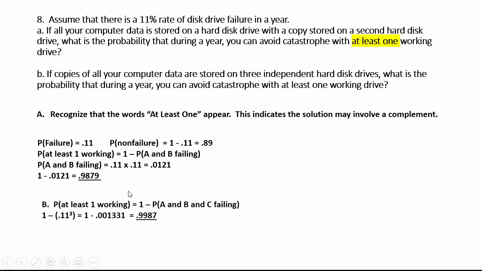For part B, where it says at least one working, if copies of all your computer data are stored on 3 independent hard drives, what is the probability that during a year you can avoid catastrophe with at least one working drive? So they've added your N here to equal 3. This is really not any different than the other one. We just have one more 0.11 to worry about.